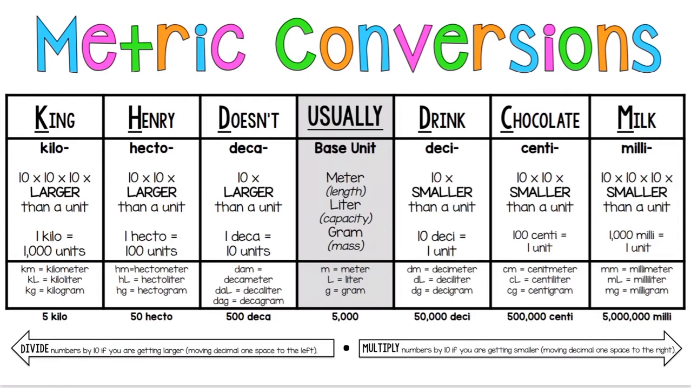When do I divide? If we go from center to the left, you know that as it grows, you're going to be dividing, right? Because we're going from smaller to larger. Now, we're going larger to smaller as we move center to the right, so we're going to be multiplying. So there's going to be a lot more of these smaller units if we go from a larger unit.